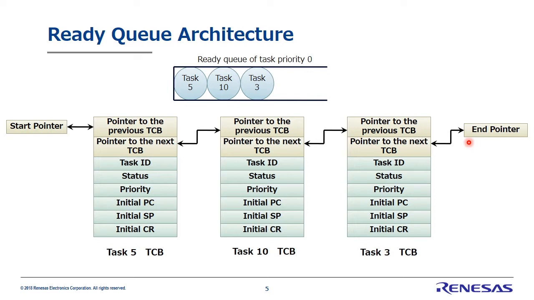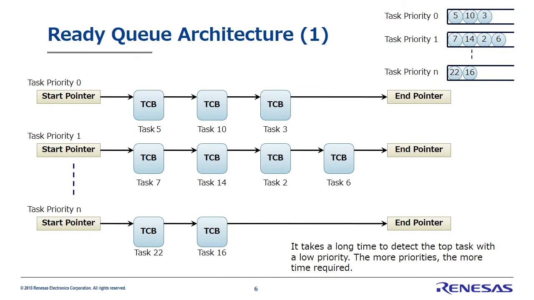When a task is enqueued, you just need to insert its TCB between the final task in the queue and the end pointer. And when dequeuing, remove the TCB at the head of the queue and connect the start pointer to task 10. As the ready queue is priority-based FCFS, it's built up by connecting the TCBs like this for each queue. This is fine in terms of functionality, but this method means queue operation takes a lot of time.